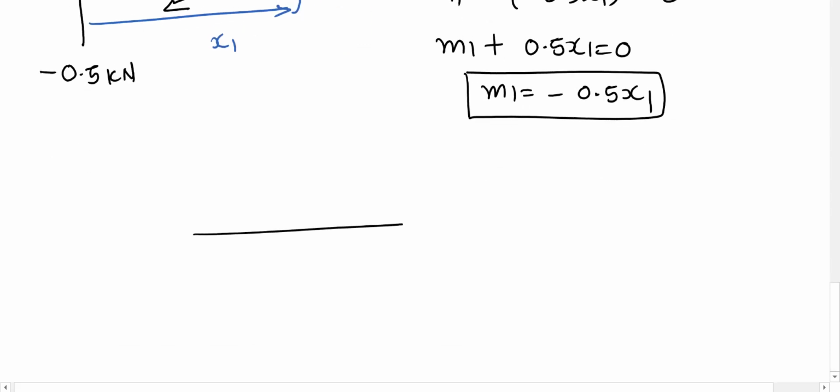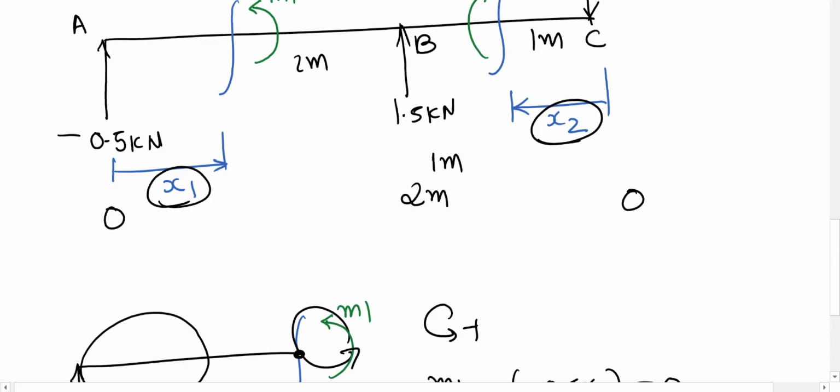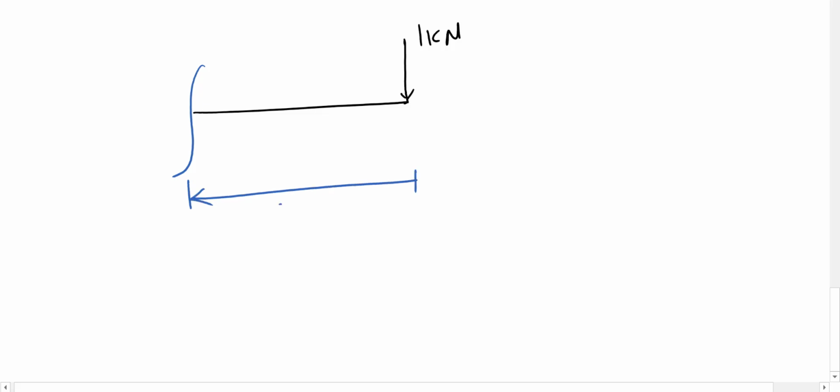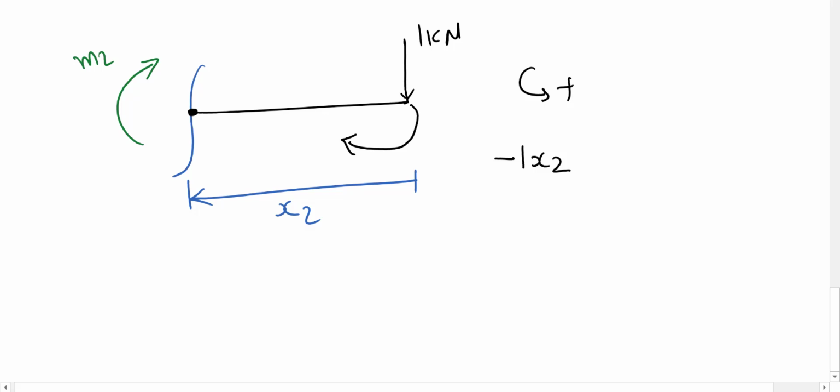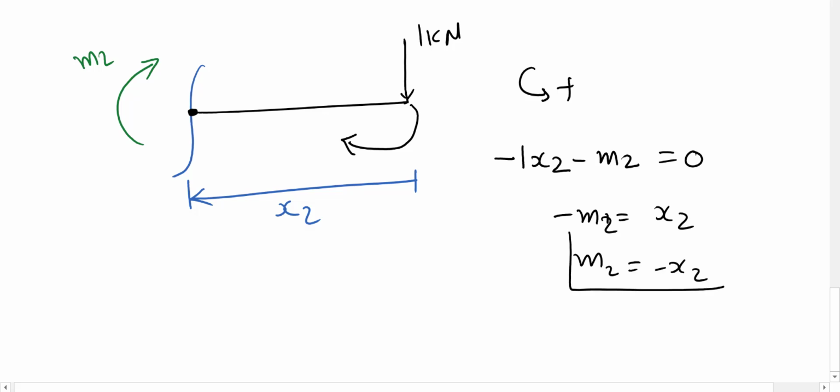Now the second one, which is this cut here. That cut has a 1 kilonewton load, and we make the cut at distance x2, where we have this m2 moment. Again we take the moment at this point. Anti-clockwise is positive, this is clockwise, so minus 1 times x2, and this one is also anti-clockwise, so minus m2. Minus m2 equals x2, so m2 equals minus x2. So that's the 2 equations we found.